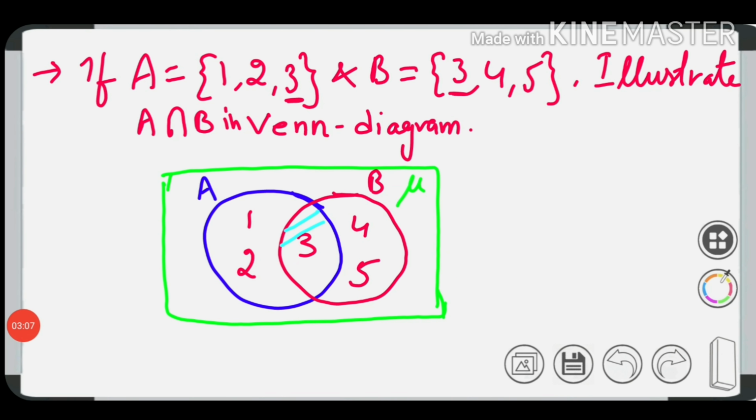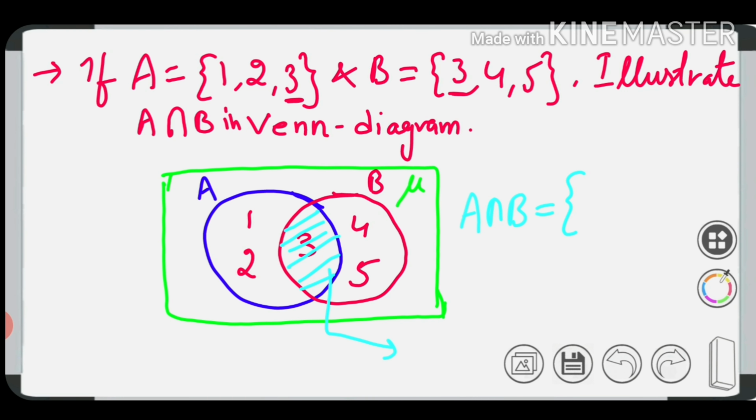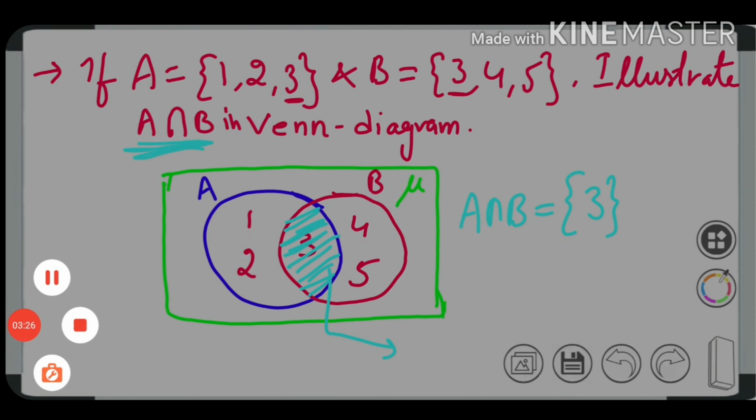So this area represents the common area. So this is our A intersection B portion. So here A intersection B is nothing but {3}. Just you have to shade this portion. While drawing the Venn diagram, you have to represent the A intersection B portion like this, as a shaded portion.